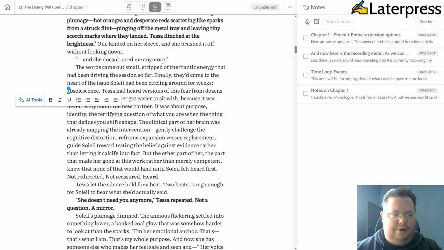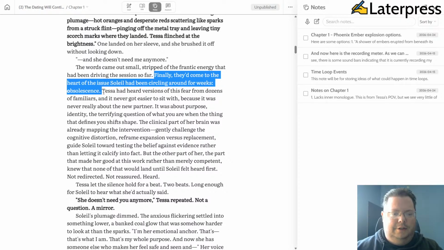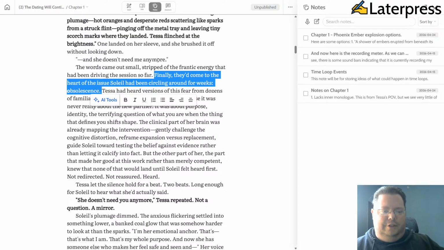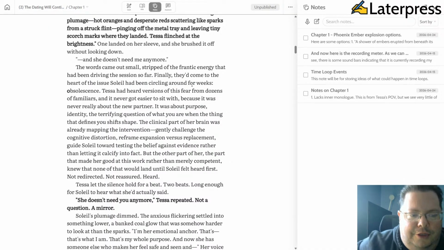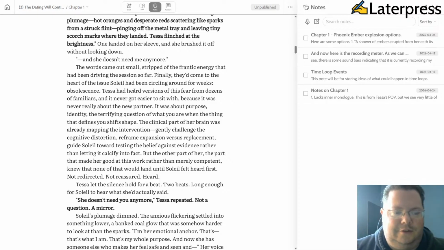I believe it would be correct that that is not capitalized here. So I've cut this down to one sentence. Finally, they'd come to the heart of the issue Salil had been circling around for weeks. Obsolescence. Bam. Exactly the heart of the theme. It's trimmed down. We've got to the soul of the matter.